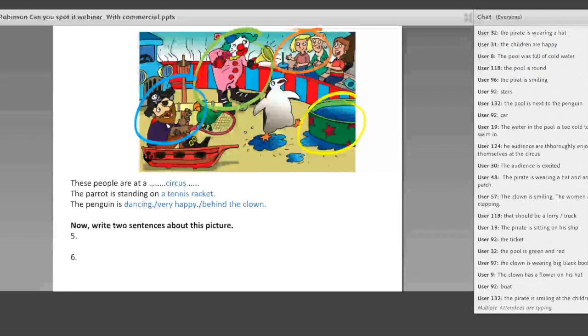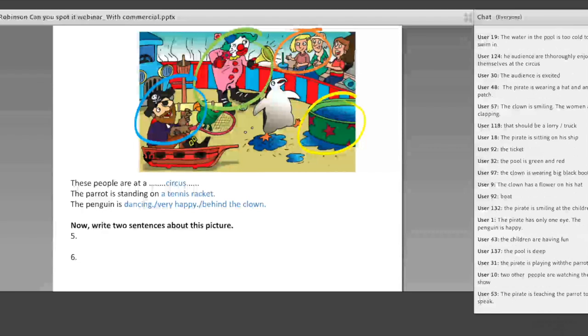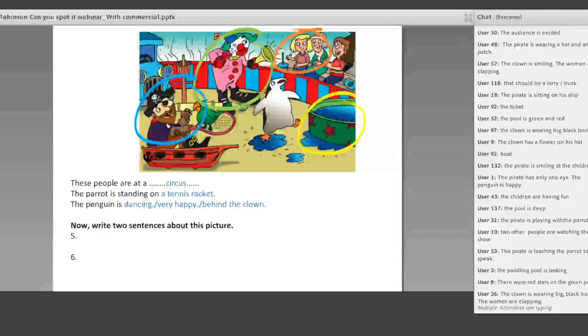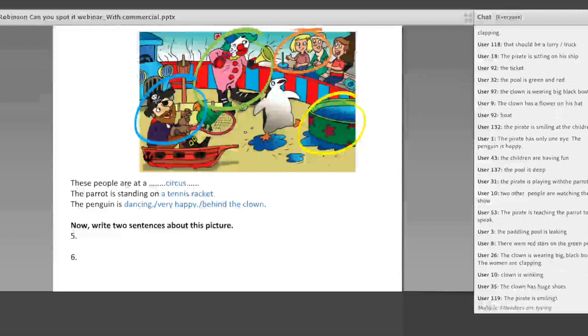Okay, so we've got some lovely sentences coming through here. The women are clapping, the clown is smiling, everyone's enjoying themselves, the children are having fun, the pool is deep. The 2 other people are watching the show.